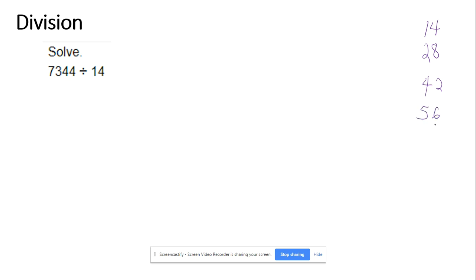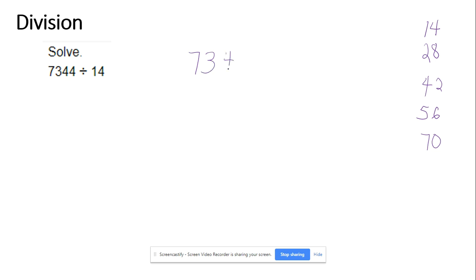And let's do one more. We'll just do the first 5 and see if it helps. 56 plus 14 would be 70. Okay, so this is my first 5 multiples of 14. If I end up needing more, I'll just keep adding. So here, we're going to start by writing our partial quotient.